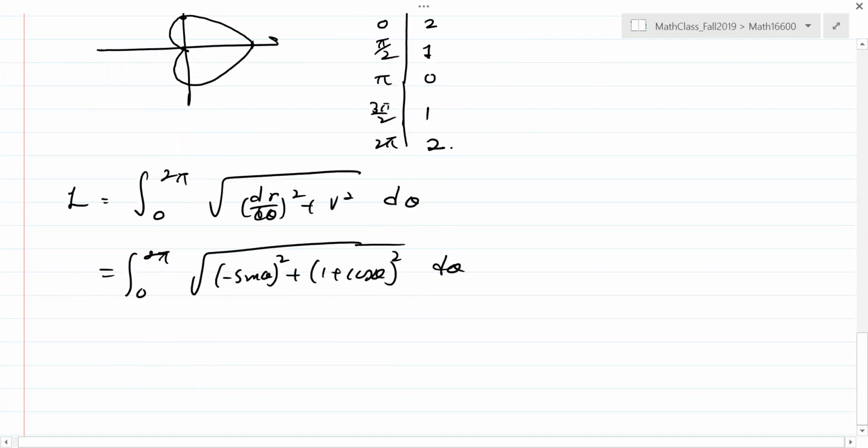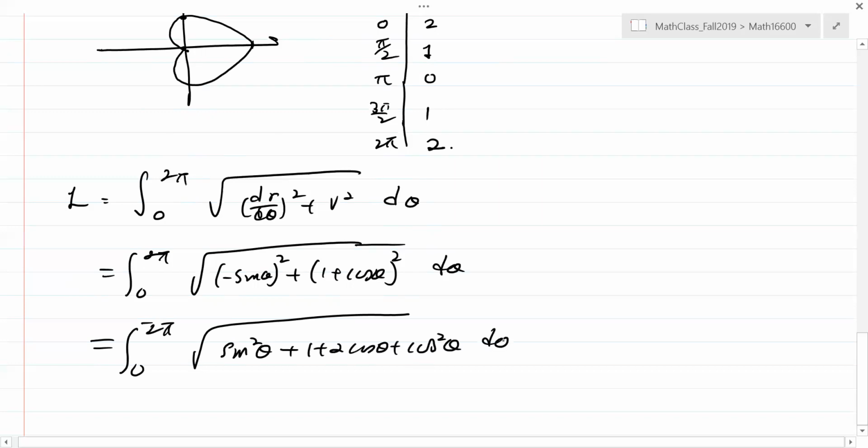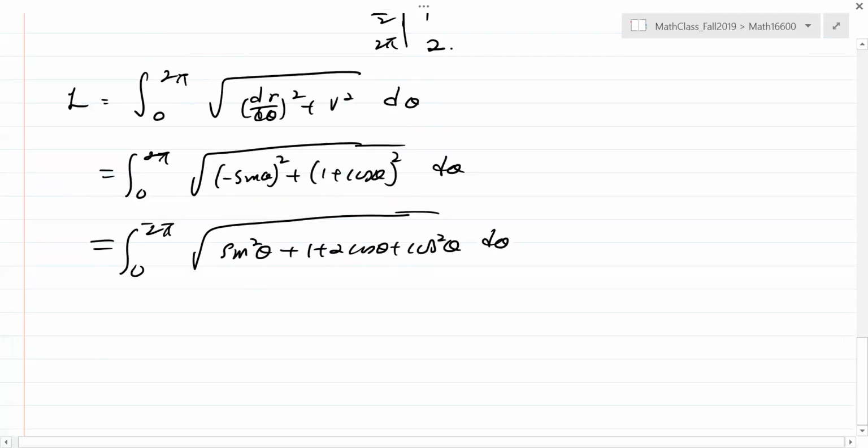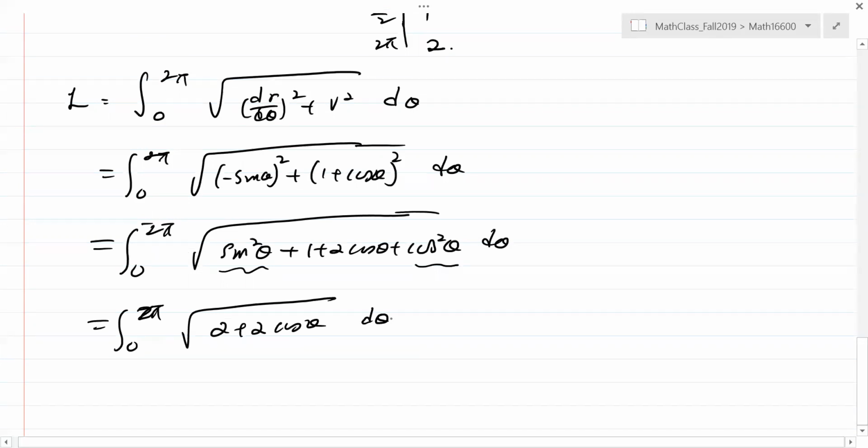At this moment, we don't see that we are able to get rid of the radical. If you cannot get rid of the radical, we are not able to evaluate the integral. But sine squared theta, plus the second part, which is 1 plus 2 cosine theta plus cosine squared theta, d theta. Sine squared theta plus cosine squared theta gives you 1, right? Then you get 2 plus 2 cosine theta, d theta. So at this moment, you have to recall some formulas in trigonometry to see if we are able to express it as something squared.